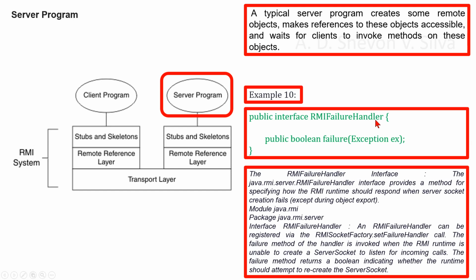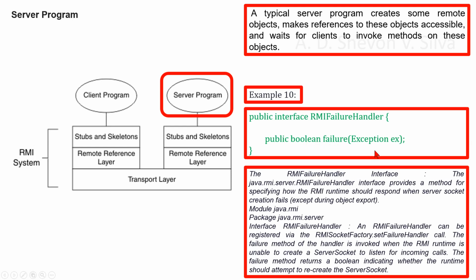This is in the package java.rmi.server, which is in the module java.rmi. The java.rmi.server.RMIFailureHandler interface provides a method for specifying how the RMI runtime should respond when server socket creation fails, except during the object export. The failure method is invoked with the exception that prevented the RMI runtime from creating the java.net server socket. The method returns true if the runtime should attempt to retry and false otherwise.